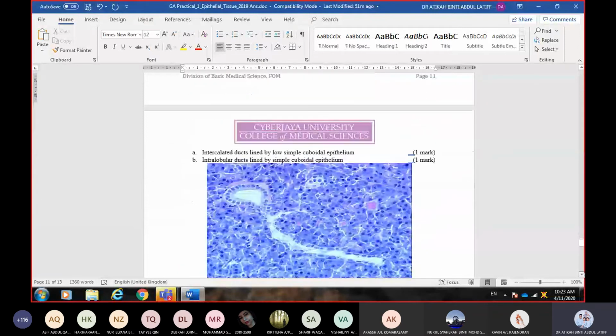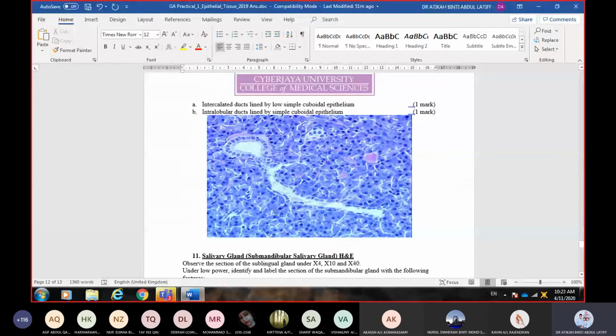If we focus on the pancreatic ducts, we have two types of ducts, intercalated and intralobular. The intercalated ducts are here, and these are intralobular ducts. They are both lined by cuboidal epithelium, but intercalated ducts are lined by low cuboidal, meaning they are more flat as compared to the normal cuboidal shape.